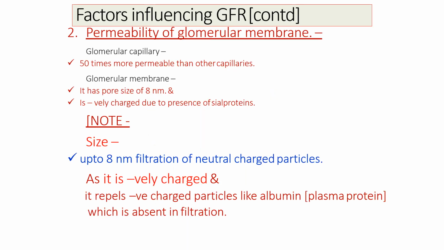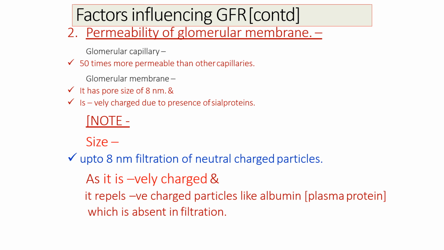After the net filtration pressure, one more important factor influencing the GFR is the permeability of the membrane. This permeability, as we have already seen, depends on size and charge. The glomerular capillary is 50 times more permeable than other capillaries, and the membrane has a pore size of 8 nanometers and is negatively charged because of sialoproteins.